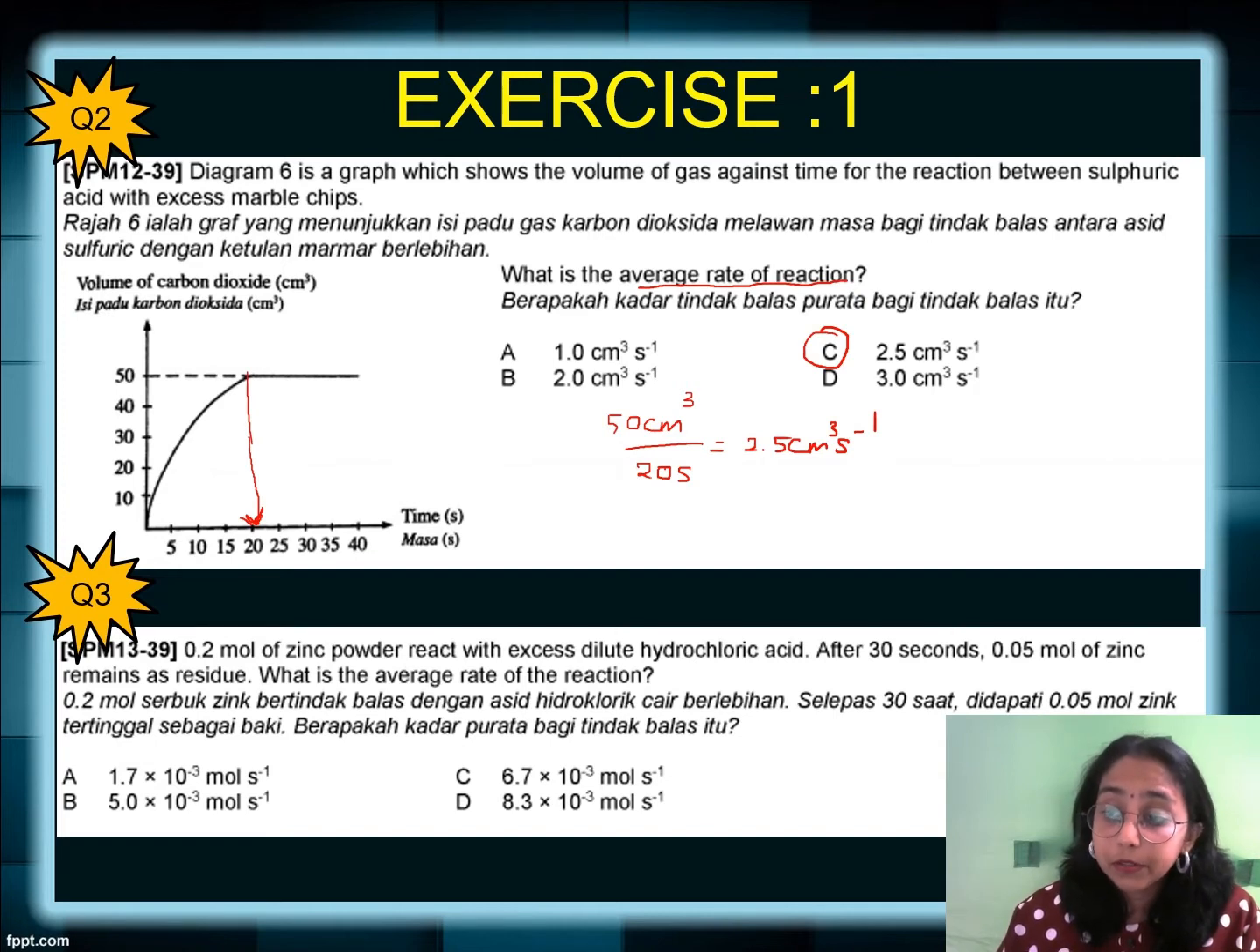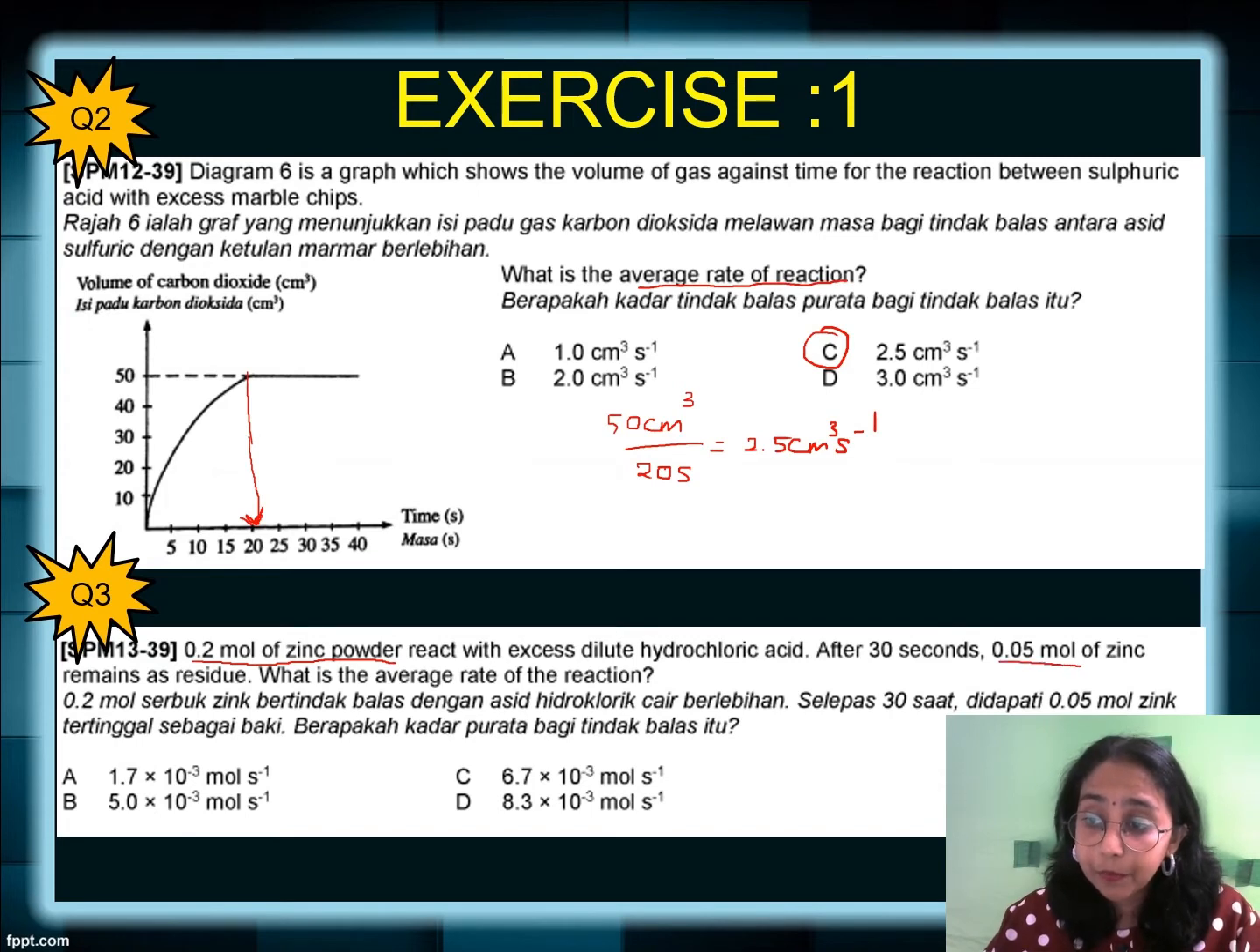So remember what I told you just now. The rate of reaction not necessarily must always be volume, as long as you're able to measure the changes in the reactant and the product. So now we are measuring what? What is the data given to you? They have mentioned 0.2 mole of zinc powder reacts with excess dilute hydrochloric acid, and they also have said after 30 seconds 0.05 mole of zinc remains as residue. That means it's unreacted. So how many mole of zinc had reacted?